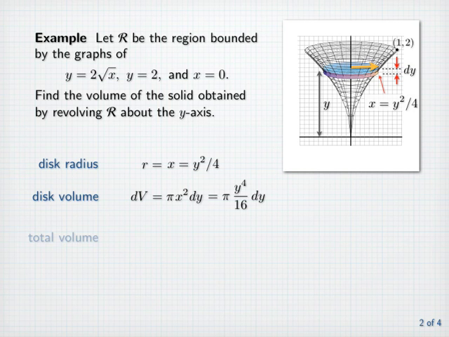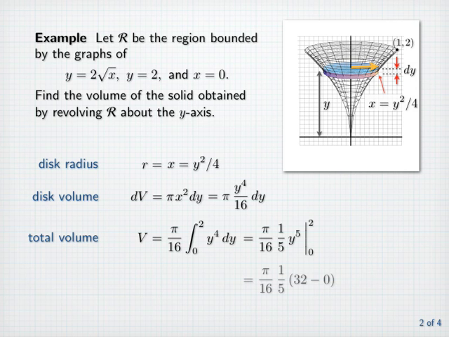So the volume of the solid is pi over 16 times the integral from 0 to 2 of y to the 4th dy. Now this equals pi over 16 times 1/5 y to the 5th, evaluated from 0 to 2, which equals pi over 16 times 1/5 times 32 minus 0. Now 32 over 16 is 2, so this ends up being 2 pi divided by 5.